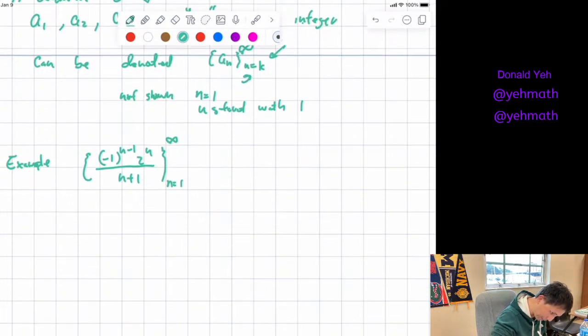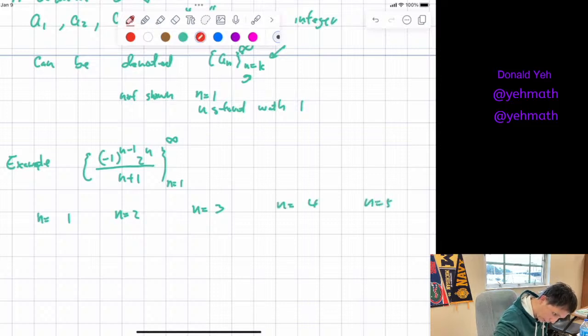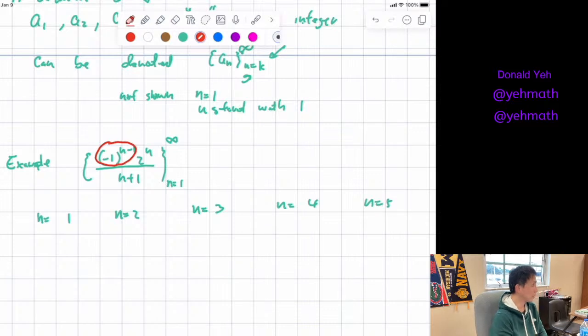Can you write out the first 5 terms? n equal to 1, n equal to 2, n equal to 3, n equal to 4, n equal to 5. But here's the thing that's interesting. There's something you're going to utilize a lot. What do you think that's going to do to the sequence? It'll make it flip between positive and negative. Yeah, it's kind of like an on and off switch: on, off, on, off, on, off.